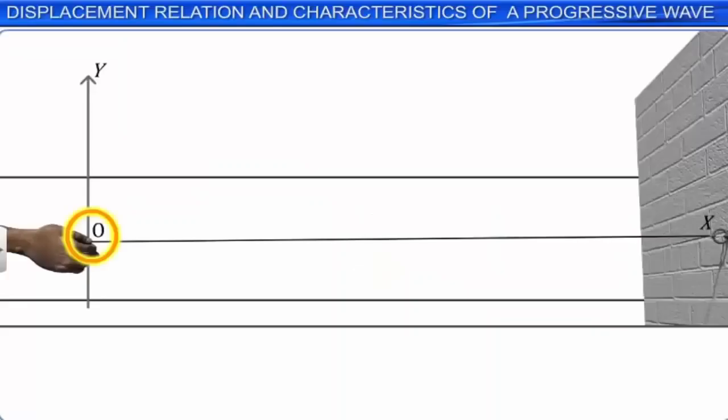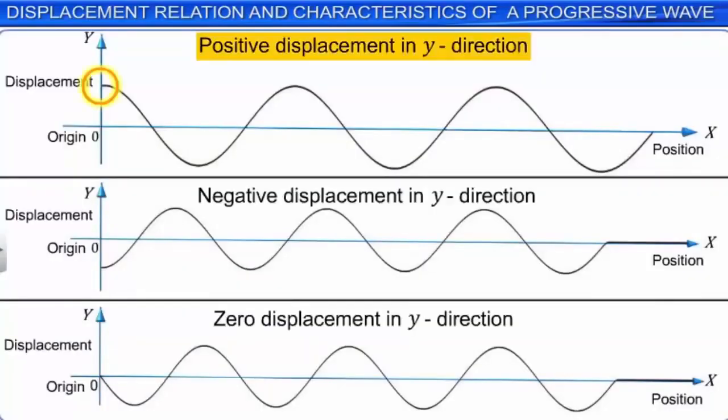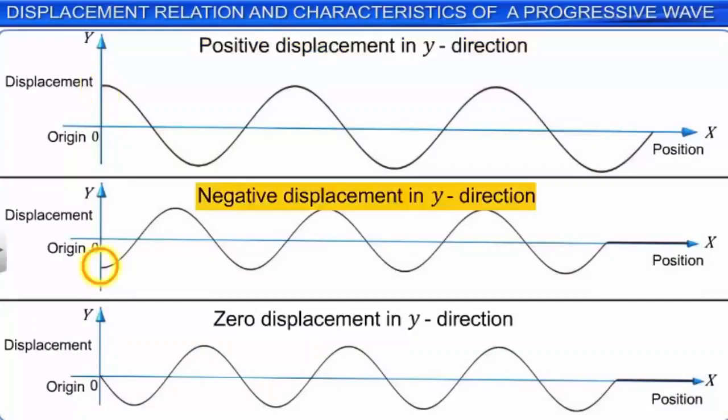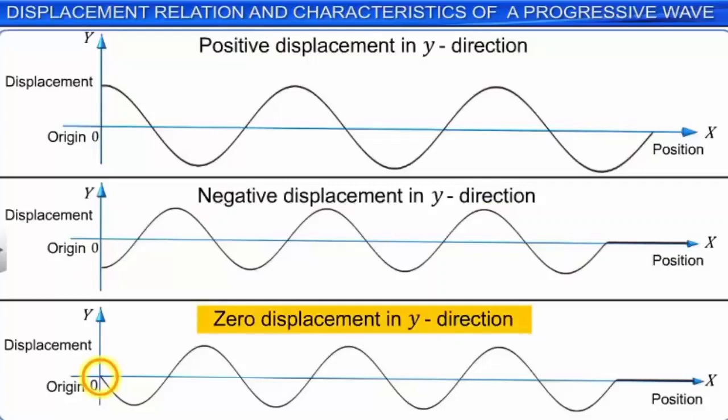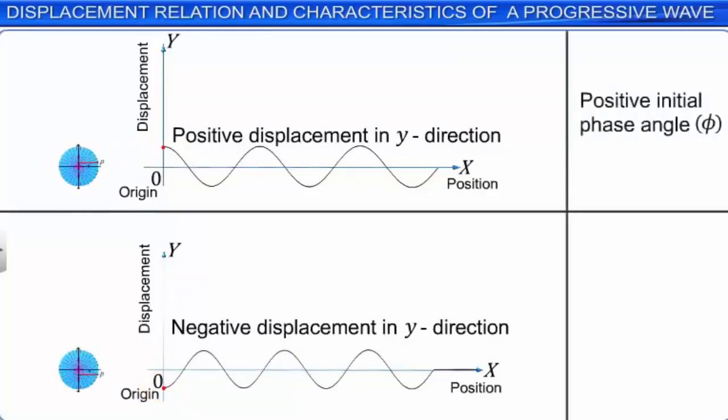Initially, that is, at x is equal to 0 and t is equal to 0, the particle may have positive, negative, or zero displacement in the y direction. When the particle has positive or negative displacement, we say it has positive or negative initial phase angle phi corresponding to the position on the harmonic circle.